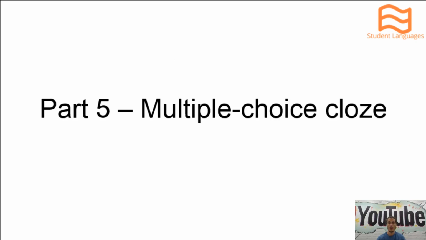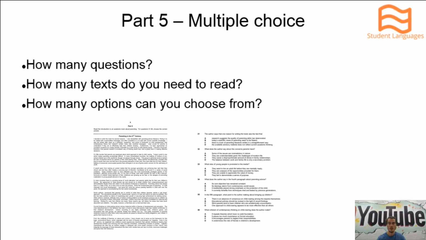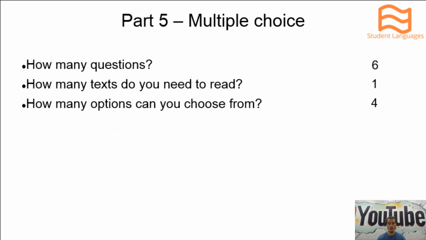So let's have a look at part 5, multiple choice close, in a bit more detail. How many questions are there in part 5? There are 6. How many texts do you need to read? Just 1 text. And how many options can you choose from? You can choose from 4 options. It is a multiple choice task.